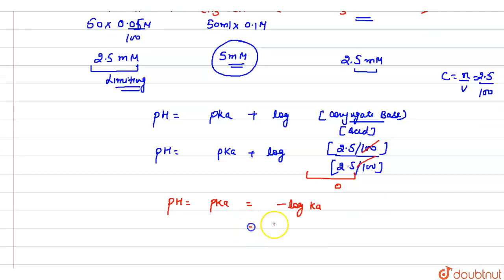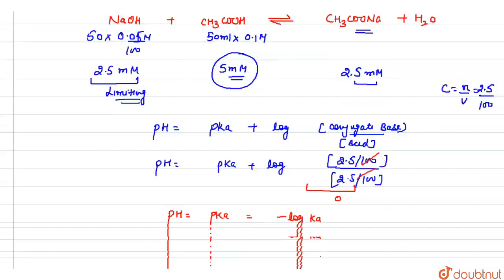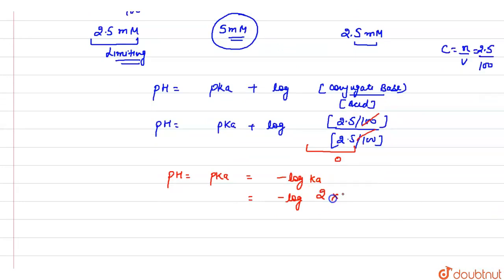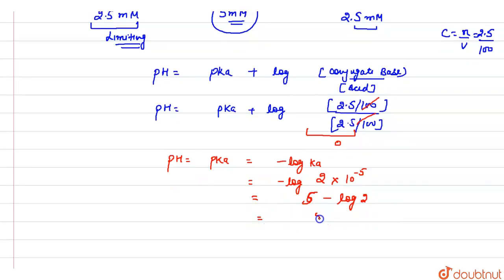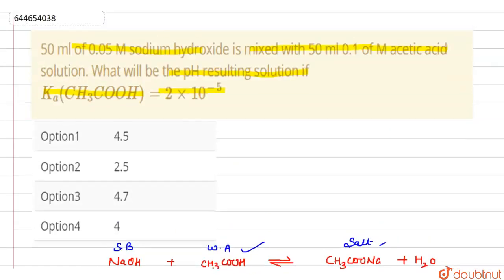Thus pH of the solution is equal to pKa, and pKa is equal to minus log of Ka. In this question we are given the value of Ka which is equal to 2 into 10 raised to power minus 5. So when we solve this, it comes out to be 5 minus log 2, and the value of log 2 is 0.3. So it comes out to be 4.7. This pH comes out to be 4.7. So I hope you understand this question.